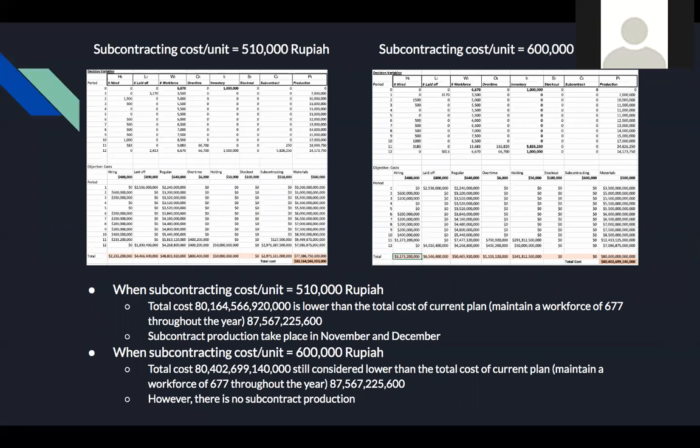So here's an example. When subcontracting cost per unit is 510,000 rupiah, the total cost is lower than the total cost of the current plan. And subcontract production took place in period 11, which is November, and period 12, December. When subcontracting cost per unit equals 600,000 rupiah, the total cost is still considered lower than the original total cost of the current plan. However, there's no subcontract production in this model.